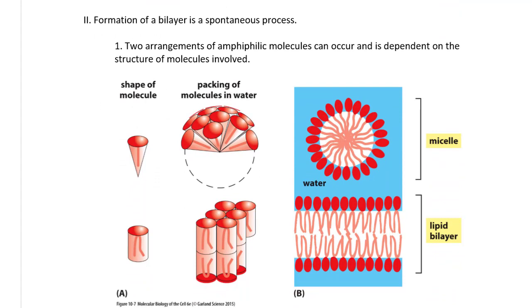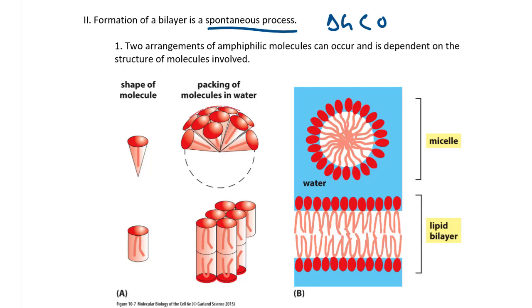Formation of a bilayer is a spontaneous process. So when we say spontaneous, we mean the process has a delta G that is negative. It will happen by itself. No need for an input of energy or coupling this to any other type of reaction that is favorable.